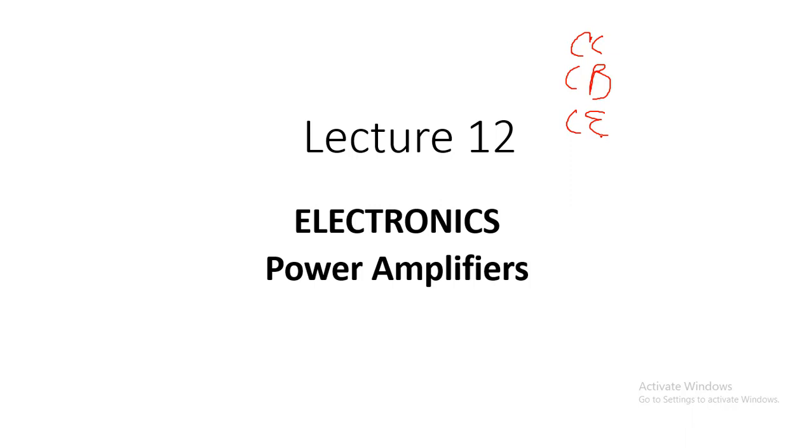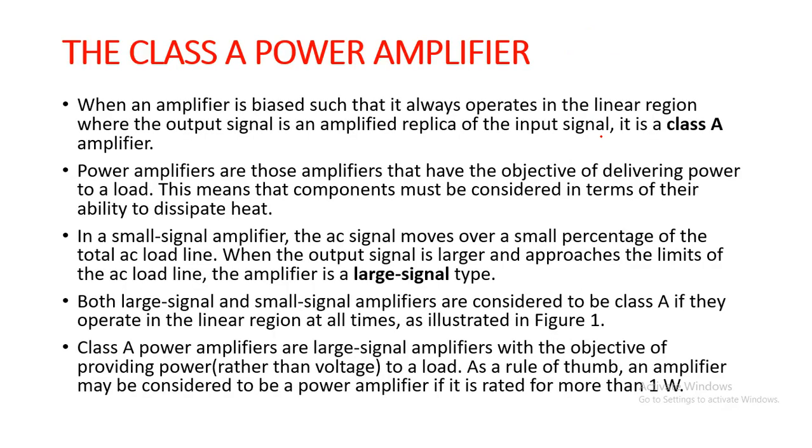So in continuation to that, we are now going towards the power amplifiers. These are also the same amplifiers, but they are mostly used under different names. The first one is known as the class A amplifier, the second one is the class B amplifier, and the last one is the class C amplifier. We will be discussing class A in today's lecture, inshallah. So, the class A power amplifier.